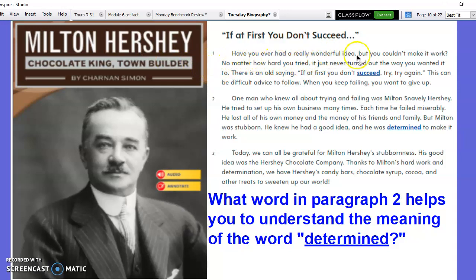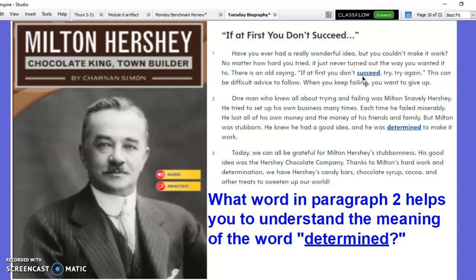Have you ever had a really wonderful idea, but you couldn't make it work? No matter how hard you tried, it just never turned out the way you wanted it to. There is an old saying, if at first you don't succeed, try again. This can be difficult advice to follow. When you keep failing, you want to give up. Succeed just means that you come out on top.